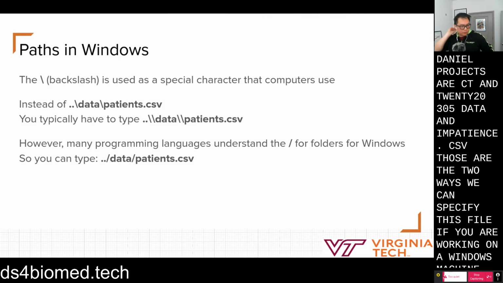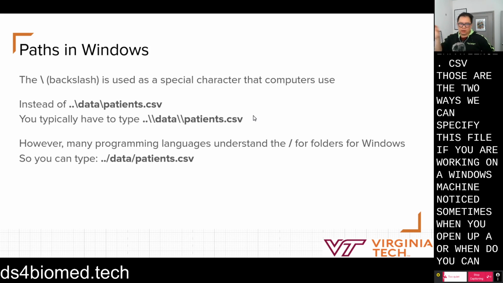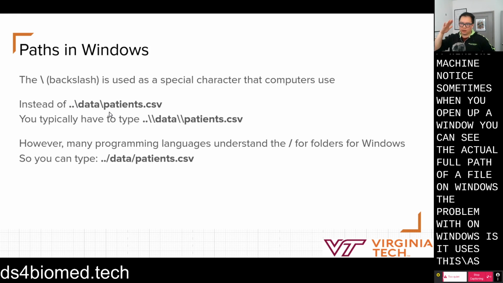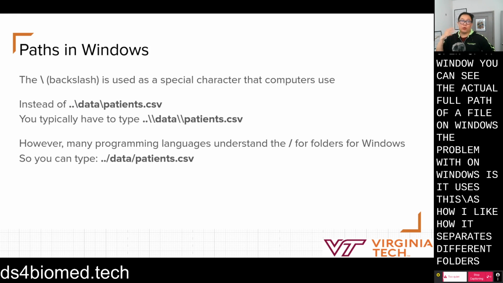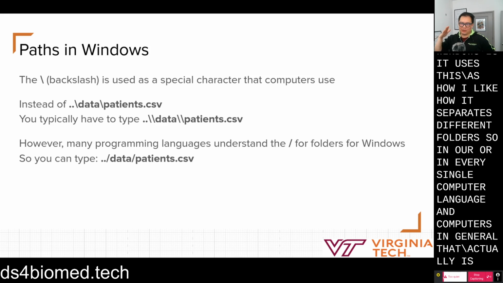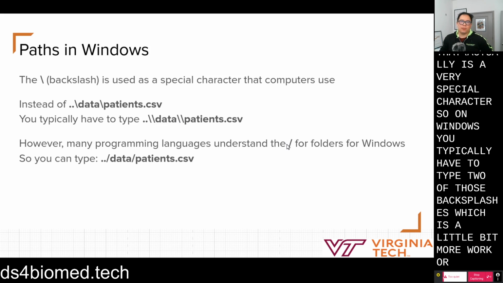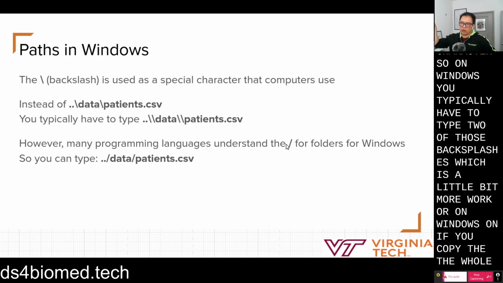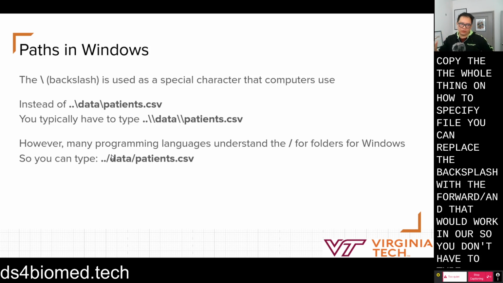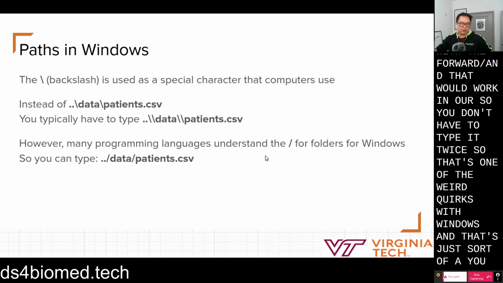If you are working on a Windows machine, notice sometimes when you open up an Explorer window, you can see the actual full path of a file on Windows. The problem on Windows is it uses this backslash to separate different folders. In R, or in every single computer language and computers in general, that backslash is actually a very special character. So on Windows, you typically have to type two of those backslashes, which is a little bit more work. Or, if you copy the whole thing of how to specify the file, you can replace the backslash with a forward slash, and that would work in R, so you don't have to type it twice. So that's one of the weird quirks with Windows, and that's just how you work around the quirks with Windows.